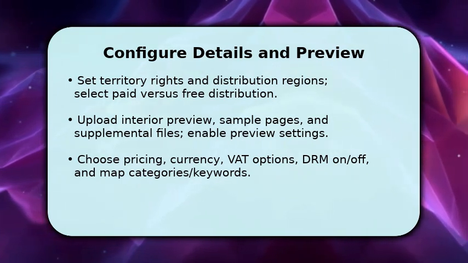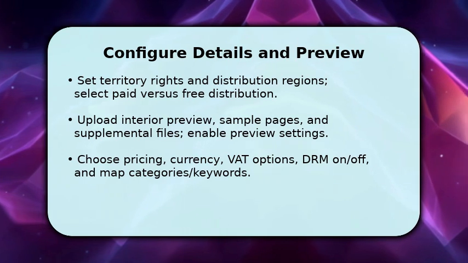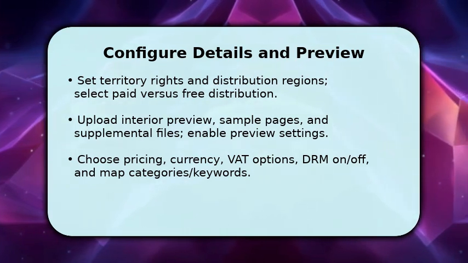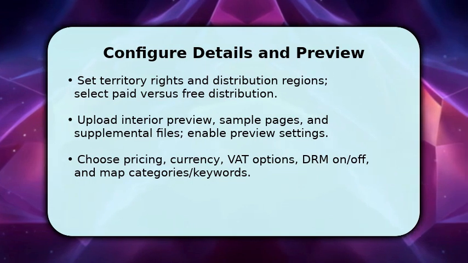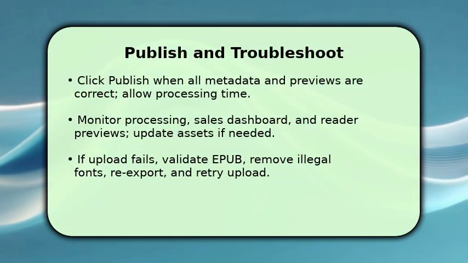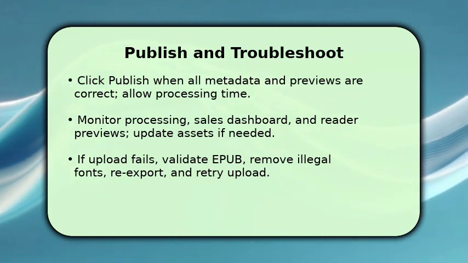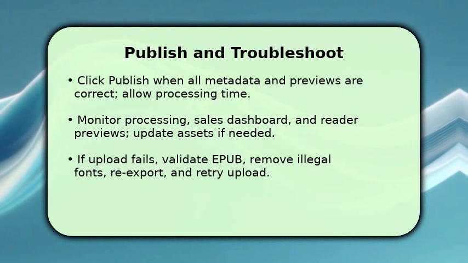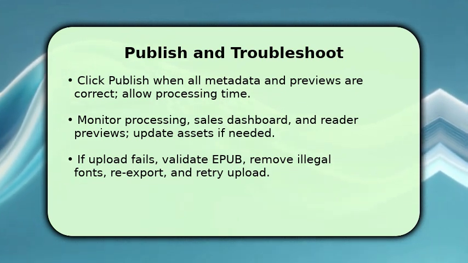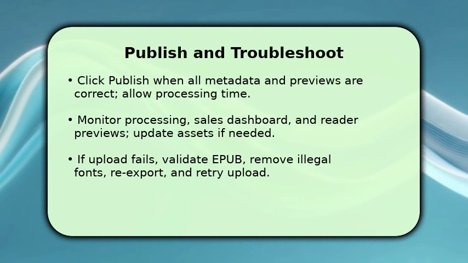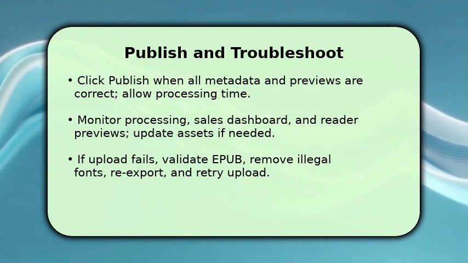Save frequently, and use the built-in previewer to check layout and links before finalizing. You finish by hitting publish and waiting for Google's processing. This can take hours. After processing, inspect the online preview and your Partner Center dashboard to confirm availability and pricing across regions. If you need changes, edit metadata or upload corrected files and republish.